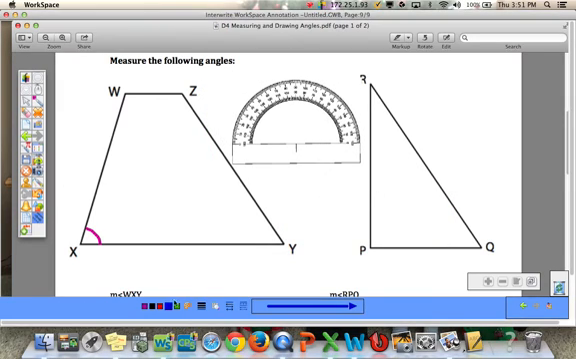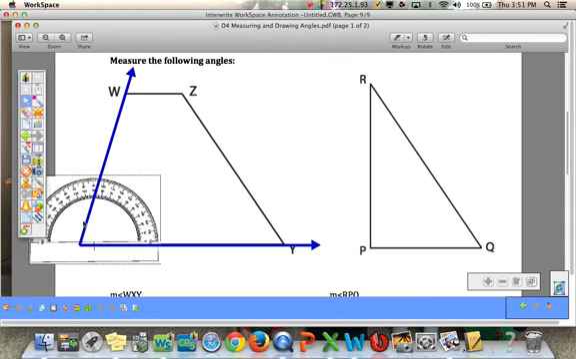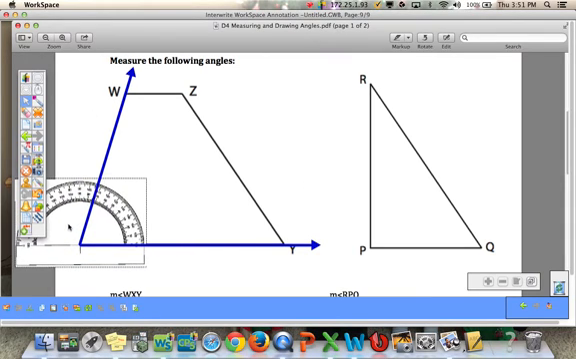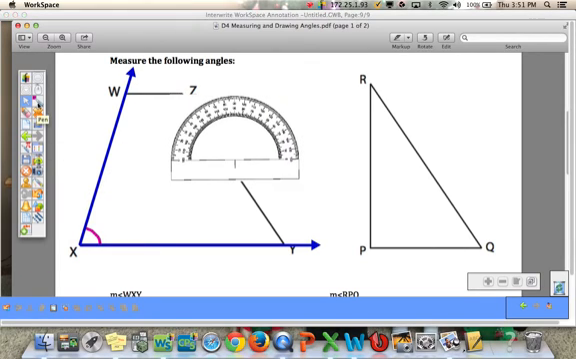Okay, and also let me extend this angle. So here's WXY. Okay, so let's measure that angle. Start at 0, and it looks like, I can barely read this. This is 10, 20, 30, 40, 50, 60, 70, maybe about 72 degrees.